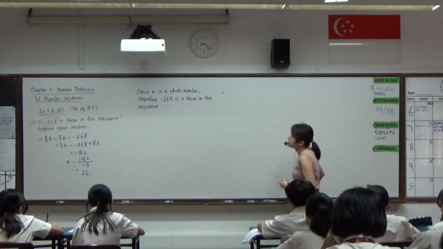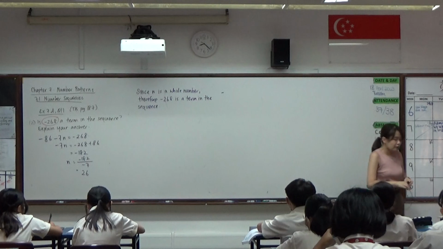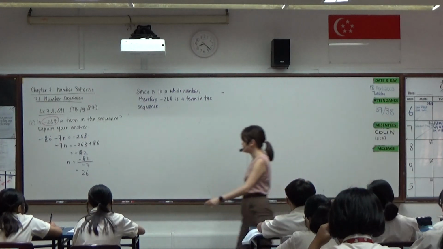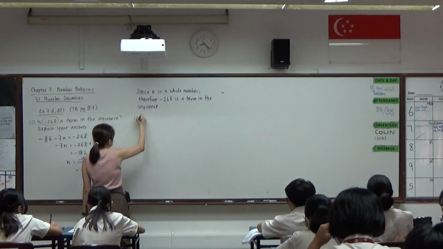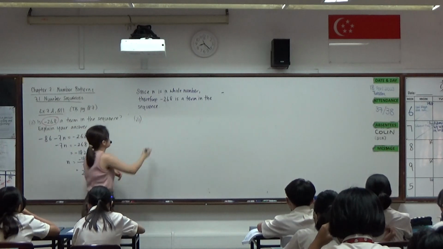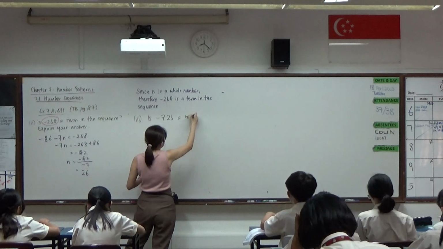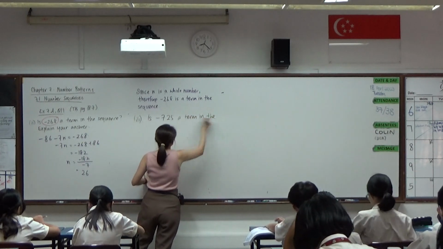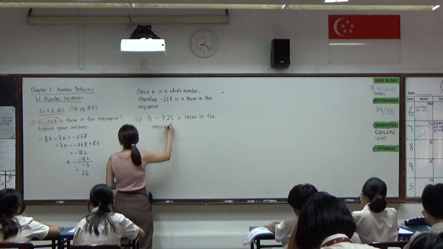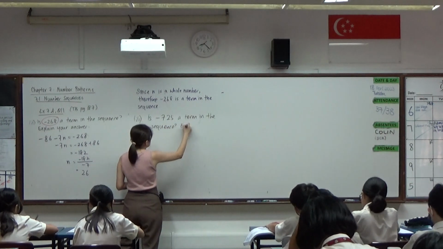Questions? Right, I want us to extend this question, so I'm going to throw in another part 3. I want to ask, is negative 725 a term in the sequence? Explain your answer also.